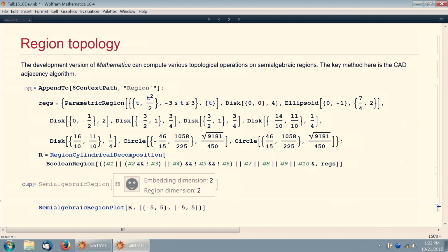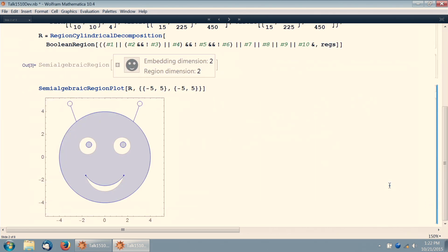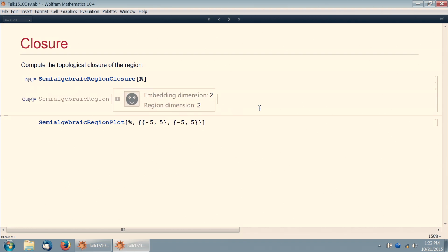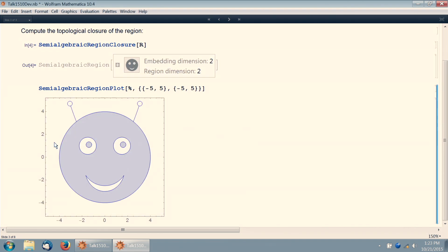And here's the picture of the region using semi-algebraic region plot. I'm using, again, this unofficial function because it shows what parts of the boundary are in, what parts of the boundary are out. So in this particular region, the blue parts of the boundary are in, the gray parts of the boundary are out. So they do not belong to the set. So now I can compute the closure of the region. And the picture looks like this. So all parts of the boundary are now blue.